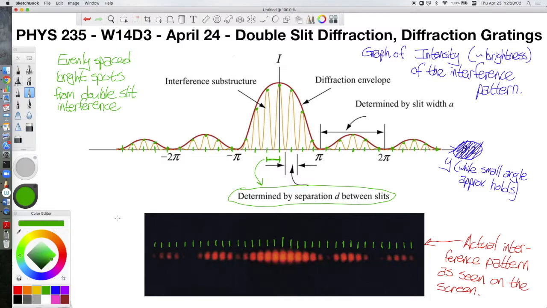Then we don't have ideal double slits with no width at all. So we do have the distance between the slits, D, that's causing the double slit pattern, but each of these slits also has some sort of finite width to it. And I'm going to draw all of this in purple. So each of these slits has a width of A. So we should also get a single slit pattern here.